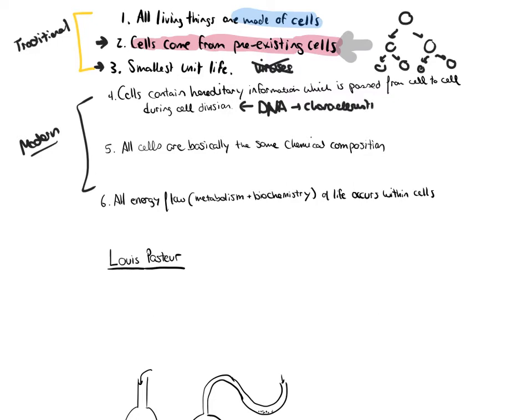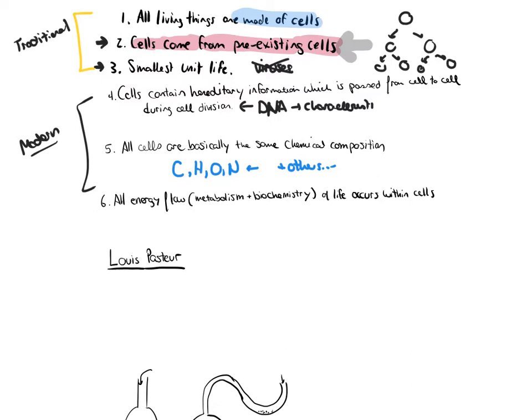Then the other one is that all cells have basically the same composition. Carbon, hydrogen, oxygen, and nitrogen are the big atoms here. If we divided ourselves into piles of these, all living things would have them. Plus there are others which we'll talk about later. The final one is the idea of energy flow and metabolism.